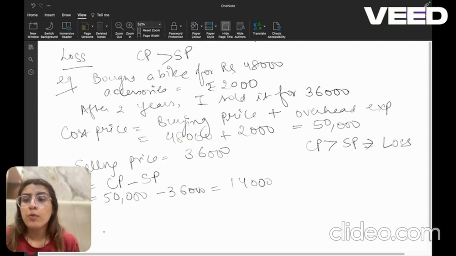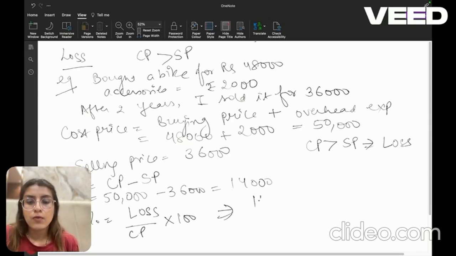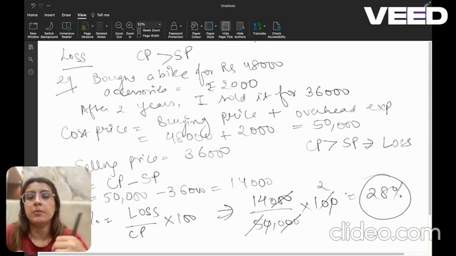Just like we calculated profit percent, we can similarly find the loss percentage. In this, we put loss upon the same cost price, that is, we check it in reference to the cost price, into 100 because we have to convert it into a percentage. So it will be 14,000, which was the loss, upon cost price, which was 50,000, into 100. 3 zeros will be cancelled out, 0 will be cancelled out, 5 2s are 10, and it will be 28%. So there was a loss of 28%.